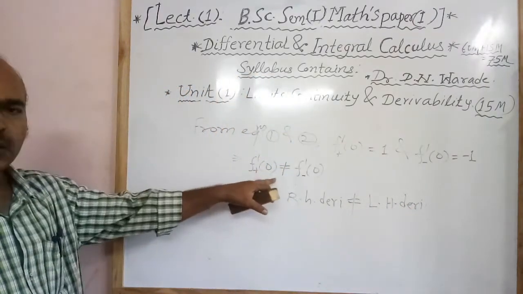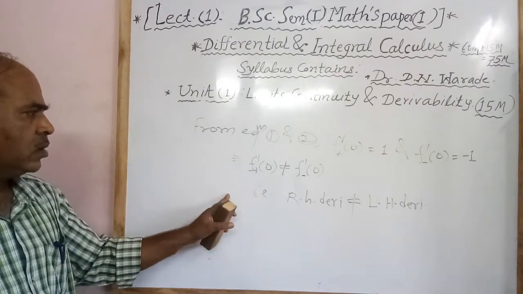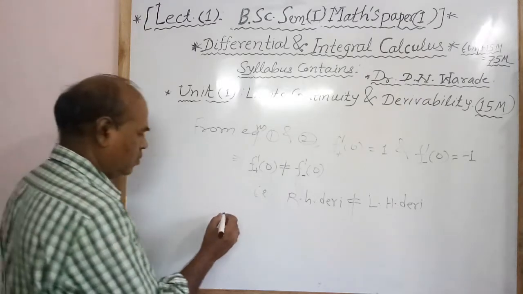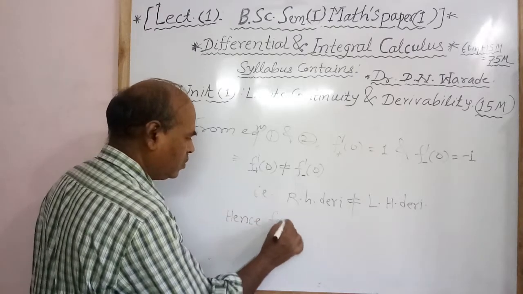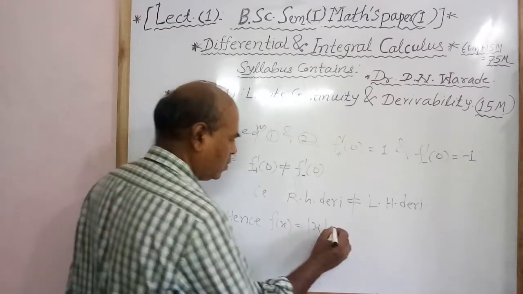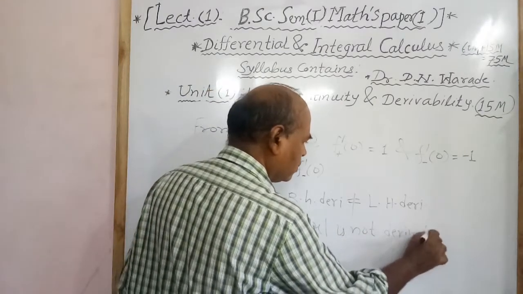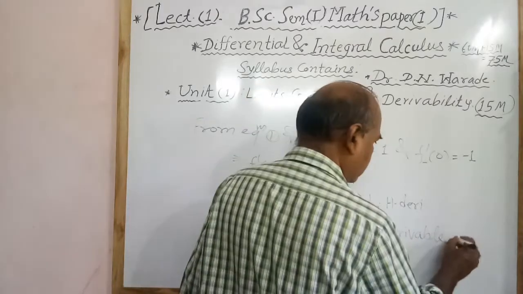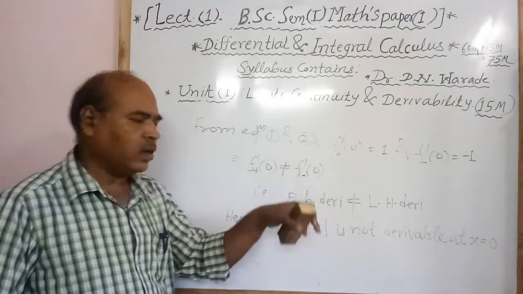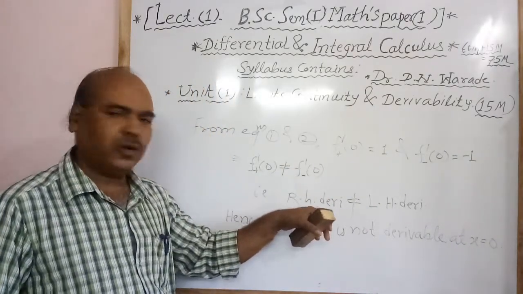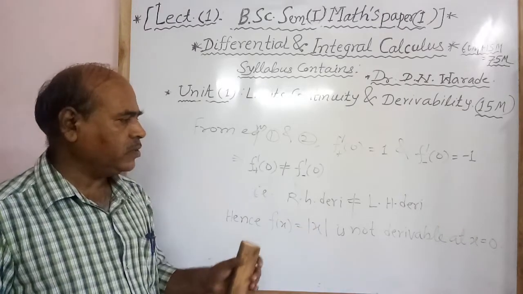Now if these are not equal, then we say that the function f of x equal to mod x is not derivable. Hence f of x equal to mod x is not derivable at the point x equal to 0. If the condition is satisfied, if the right hand derivative equals the left hand derivative, then the given function is differentiable at that point.